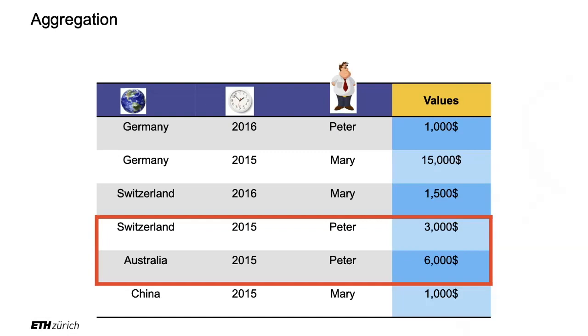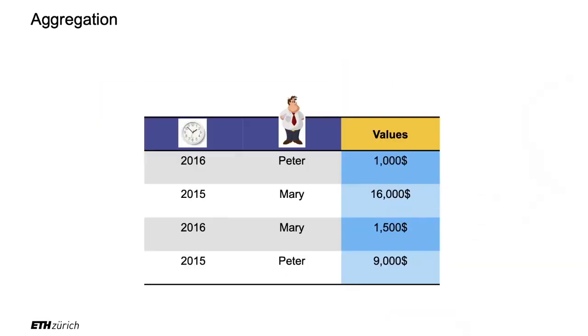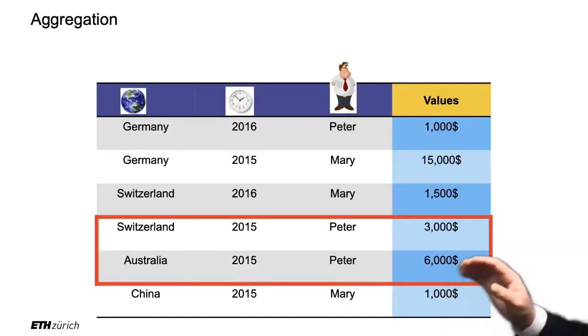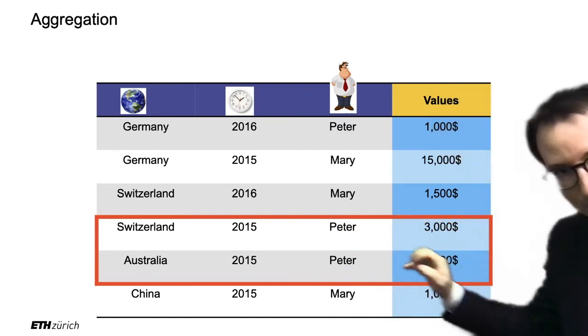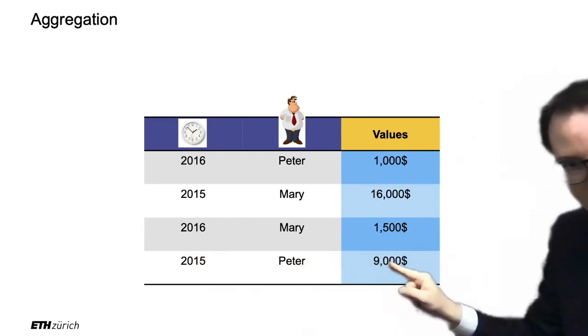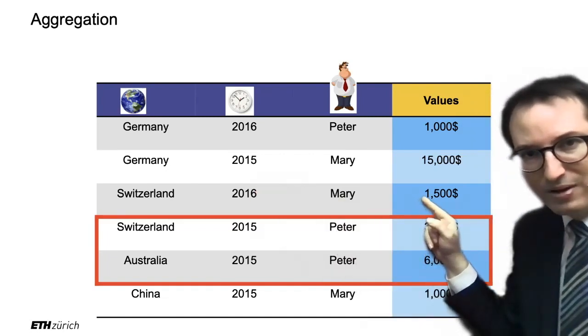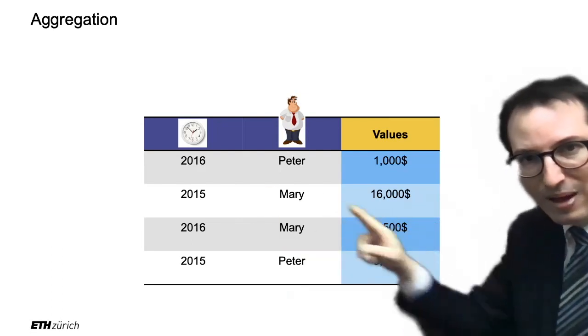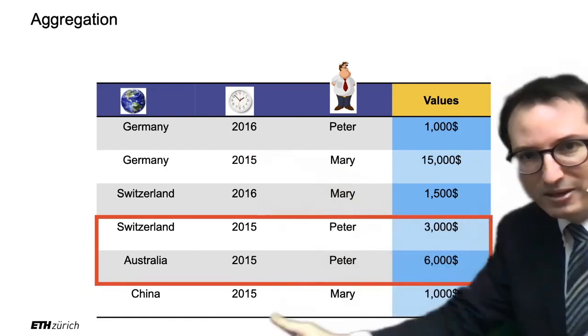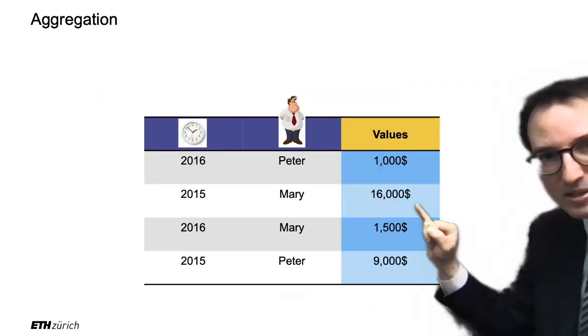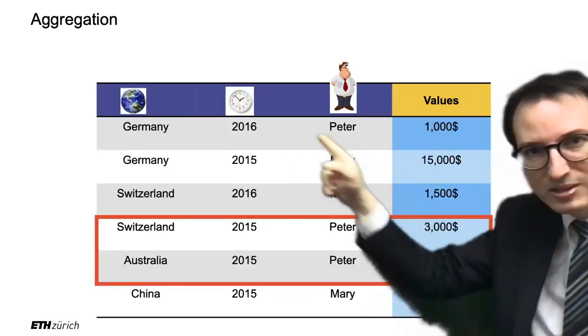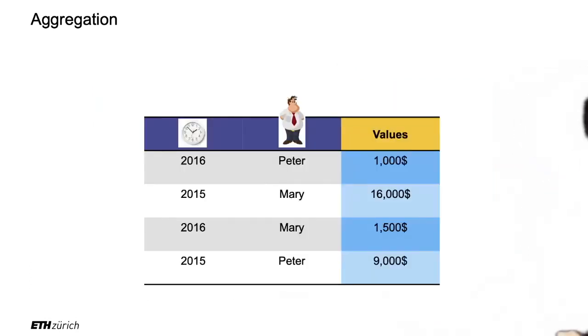So now coming back to what I showed you earlier, we want to merge the countries and only preserve the time, so the year and the salesperson, and this is what we get, right? We have one dimension less because we aggregated against all countries, but now we have the sum. And you can see, if you look at it, 3,000 plus 6,000, Peter 2016, it's right there, Peter 2016, 9,000. Now we have Mary 2016, that's 1,500. Mary 2015, we have right here and right here, so that's 15 plus 1, that's 16,000. And Peter 2016, that's here. And I think in that case, there's only this, so that's 1,000, right?